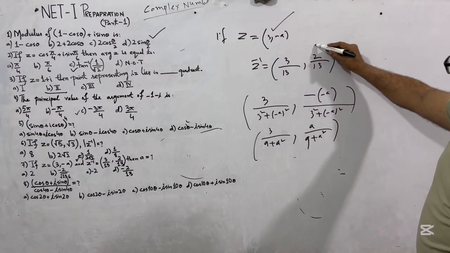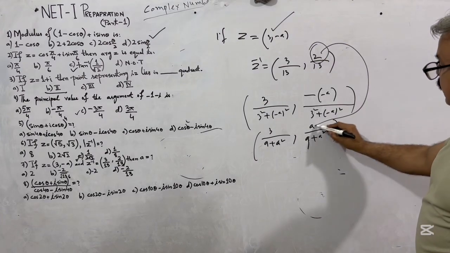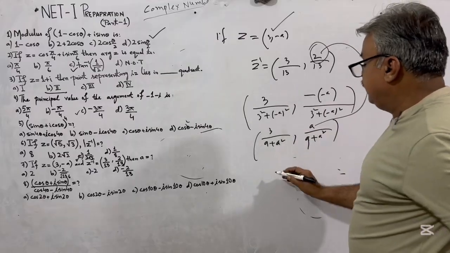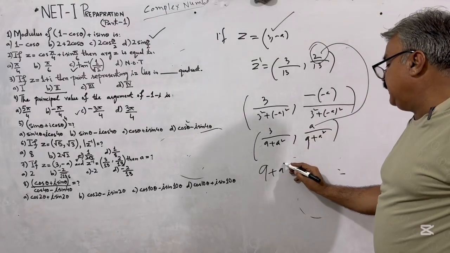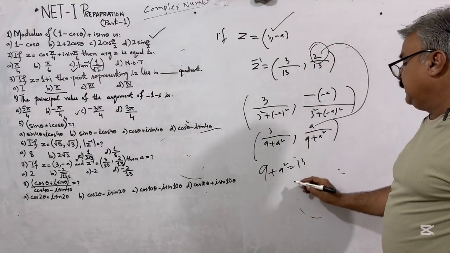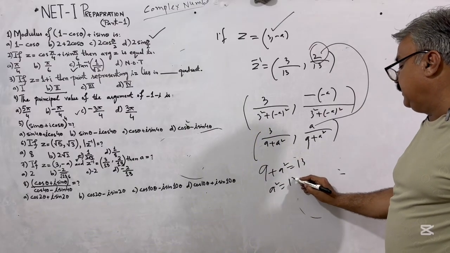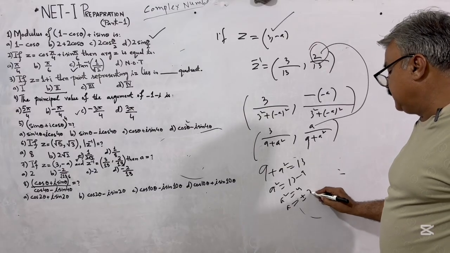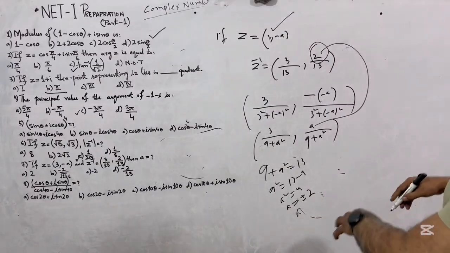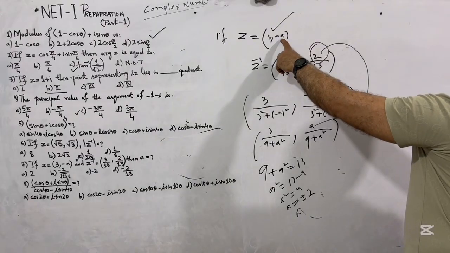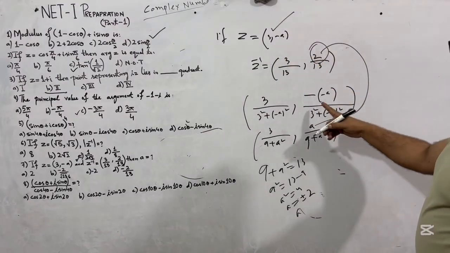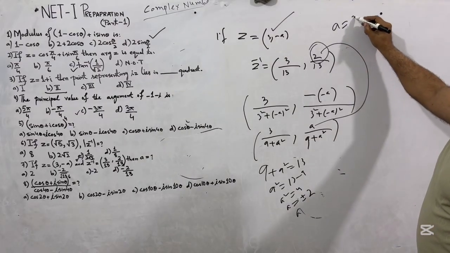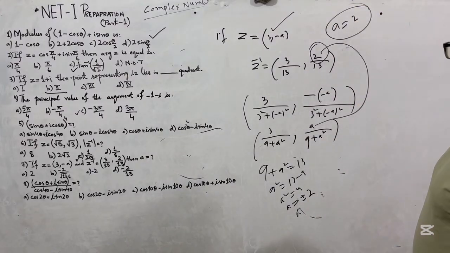Now comparing the situation, we can compare from denominator to denominator. 9 plus a square is equal to 13. A square is equal to 13 minus 9, so a square is equal to 4. So a is equal to plus or minus 2. We have to select. Here it is already minus. For the multiplicative inverse, minus will become plus. So a is equal to 2, the right option.